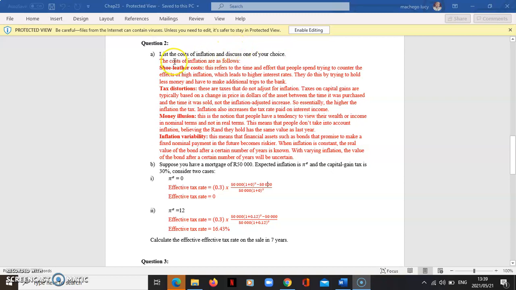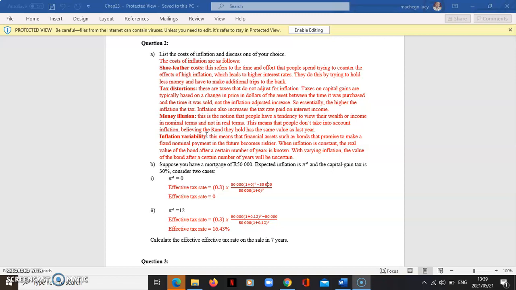So we have the following as the cost of inflation: shoe leather costs, tax distortions, money illusions, and inflation variability. I am not going to discuss only one, but I'm going to discuss all of them.